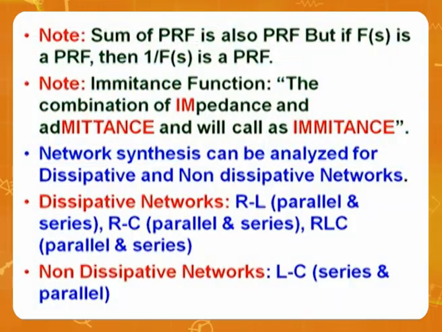So there are two types of circuits. One is dissipative, the other is non-dissipative. Dissipative means resistor, non-dissipative means inductor and capacitor. They don't dissipate. So dissipative networks are RL, RC. Non-dissipative is LC. So RL you have, RC you have, LC you have. All are in either series or parallel. They are called Foster forms. Then Cauer forms. So like that you have 4 forms in each topic.